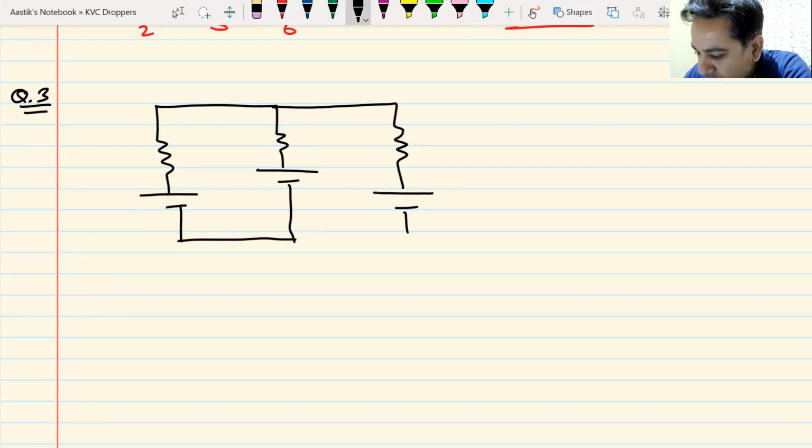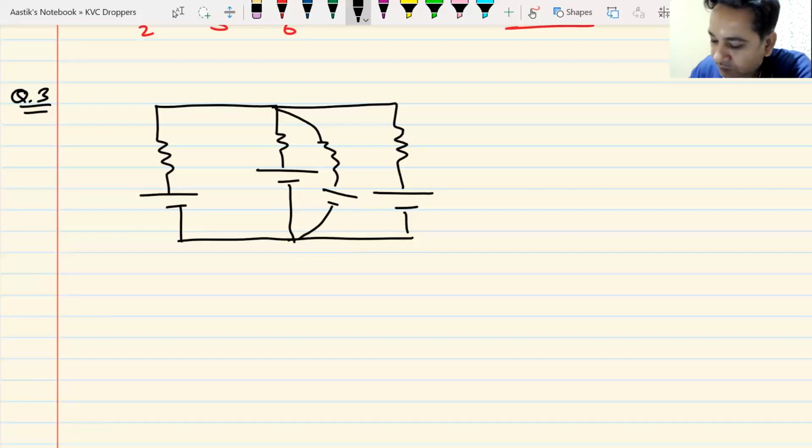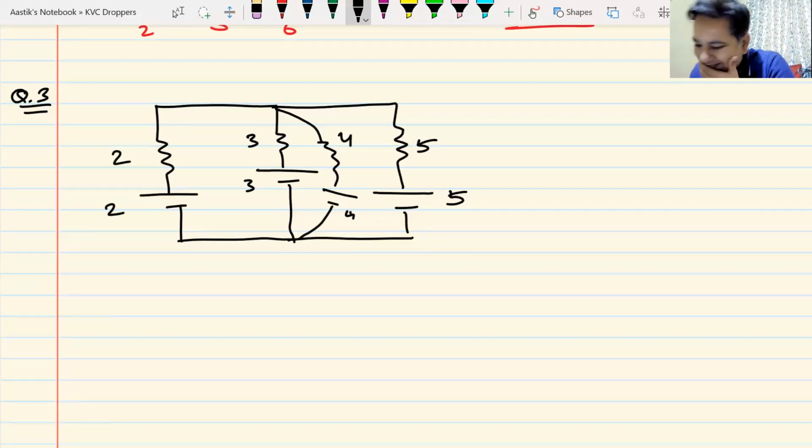See, for example, this one. 2, 3, 3, 4, 4, 5, 5. Now, if I give you a diagram like this, you might feel a lot. Basically, I can make more branches as well. That doesn't mean I can make 50 branches here and make 50 branches like this. That does not make any difference to anyone's life.